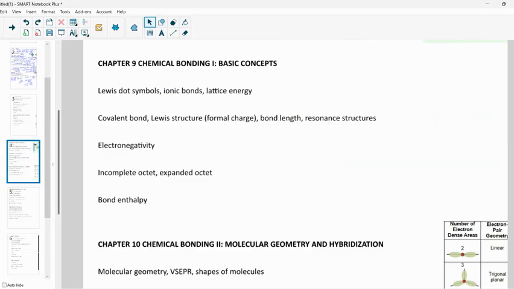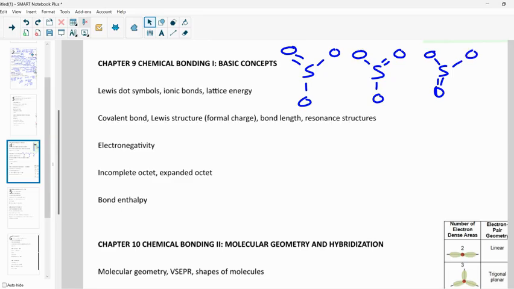Resonance structures. So resonance structures, that's when we have something like this. When we have to choose where that double bond is going to occur, we need to draw all those possibilities. Why? None of these represent this molecule well.